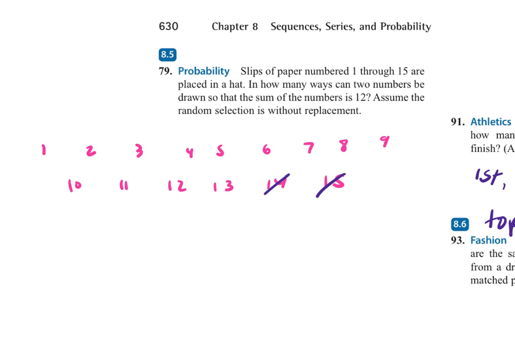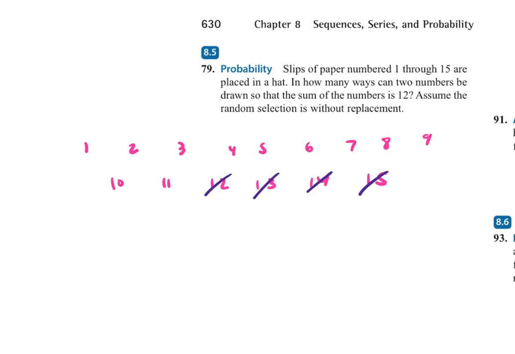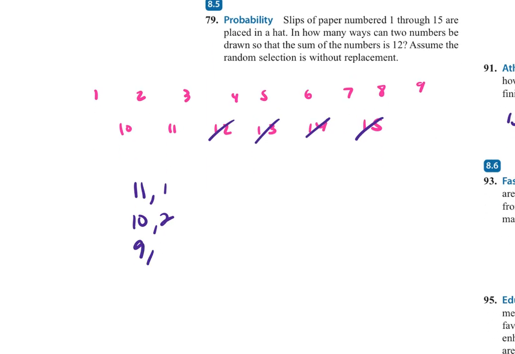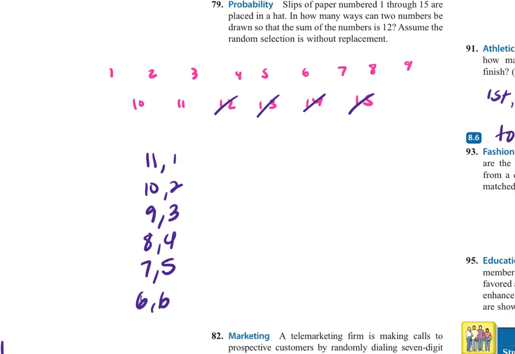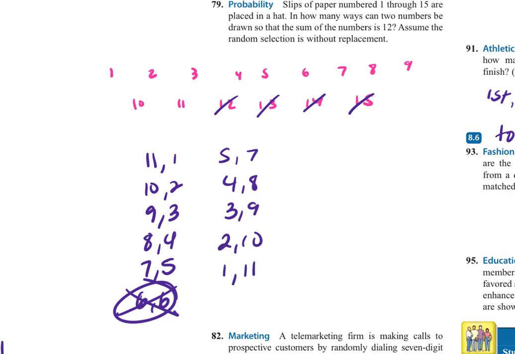So 15 is too big, 14 is too big, 13 is too big, even 12 is too big because there's no 0. So I could pull 11 and then I could pull a 1. I could pull a 10 and then a 2. A 9 and a 3, an 8 and a 4, a 7 and a 5. And then I cannot use a 6 and a 6 because I kept the 6 out. So I can't use that one. But a 5 and a 7, a 4 and an 8, a 3 and a 9, a 2 and a 10, and a 1 and an 11 still work.